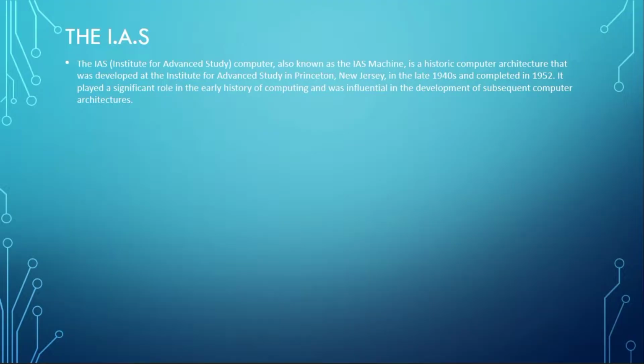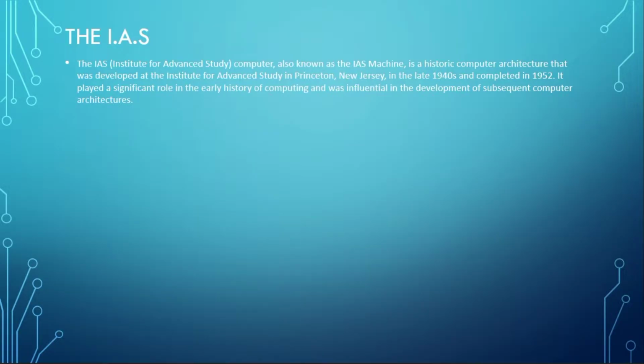The IAS, which is basically named after the Institute of Advanced Study Computer, also known as the IAS machine, is a historic computer architecture that was developed by the Institute of Advanced Study in Princeton, New Jersey, in the late 1940s, and it was completed in 1952. It played a significant role in the early history of computing and was influential in the development of subsequent computer architectures. What this statement basically means is that every computer that came after the IAS was modeled after the IAS, including this very computer that you're using, or the computer I'm using to record this video.